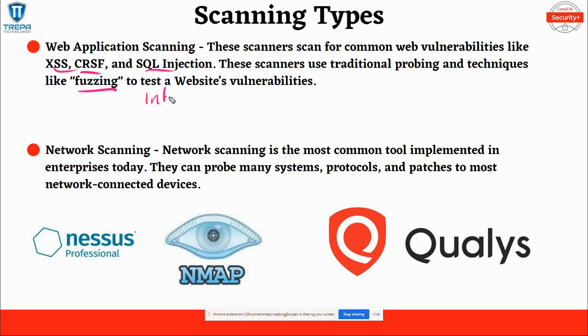An integer attack, right? A buffer overflow. Any sort of attack you can think of, a fuzzing tool will perform that for you and also do a stress test, right? Simulate tens of thousands of users going on your website.